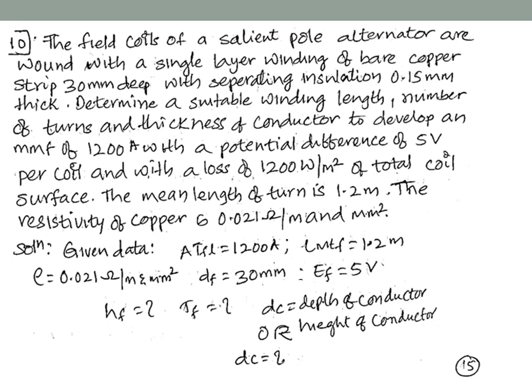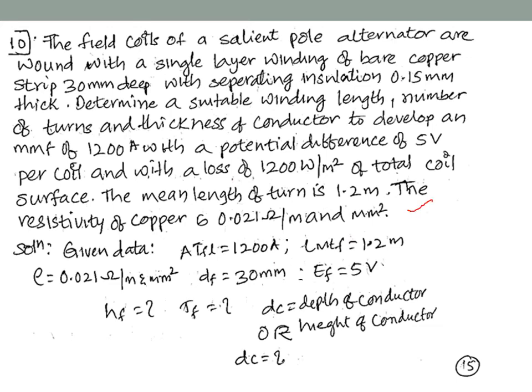Now coming to the 10th problem. Here the field coils of a salient pole alternator are wound with single layer winding, bare copper strip 30 mm deep, with separating insulation 0.155 mm thick. Determine the suitable winding length, number of turns, thickness, and conductor to develop an MMF of 1200 amperes with a potential difference of 5 volt per coil and with a loss of 1200 watts per meter square of total coil surface. The mean length of turn is 1.2 meter. The resistivity of copper is 0.021 ohm per meter per mm square.